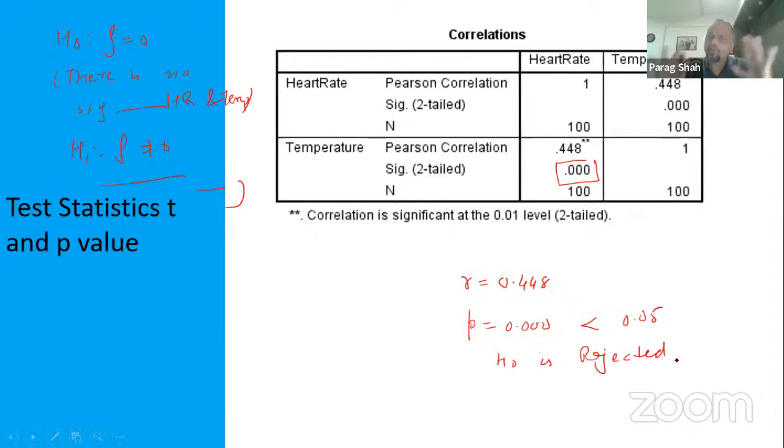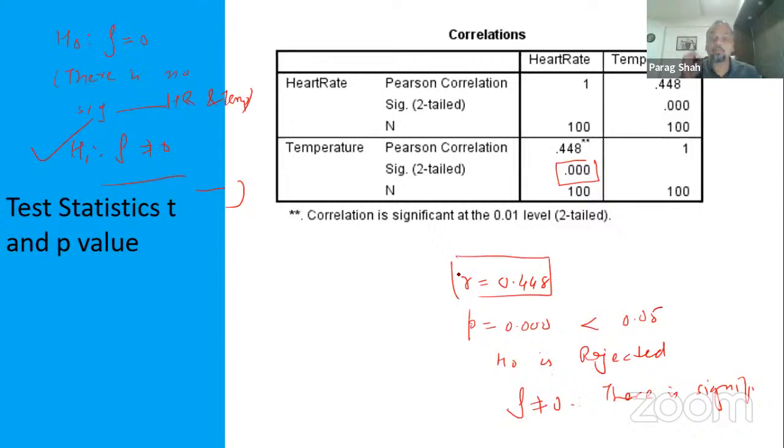So you can see we are following the same steps, nothing new in it, whether it is correlation, regression or anything else. It is one and the same thing. So we say H0 is rejected. That means H1 is accepted, means rho not equal to 0. This means there is a significant correlation. So 0.448 is also a significant correlation. That is what we can get over here.